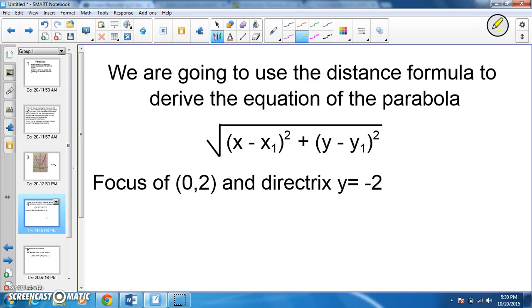So, since we know that there's a point in the parabola that's the same distance from the focus and directrix, we can use our distance formula, which is the square root of (x minus x1) squared plus (y minus y1) squared, to derive the equation of the parabola. So if we have the focus of (0, 2) and a directrix of y = -2, we are going to derive our equation for this parabola.